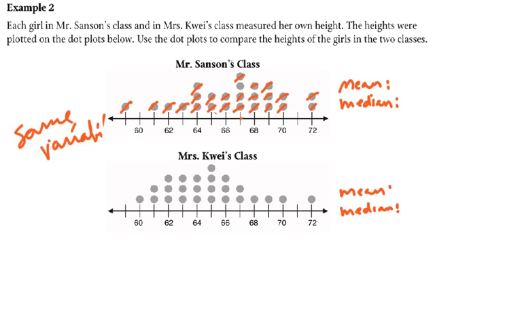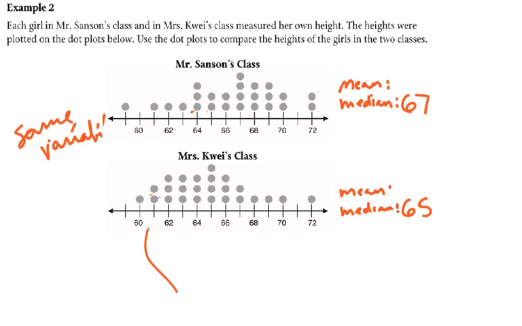And we end up with 67 being the median of Mr. Sanson's, Mrs. Quay's. We end up with 65. Okay. Now let's see how the means measure up. So I'm going to take each of those and add them up and see what we get there.